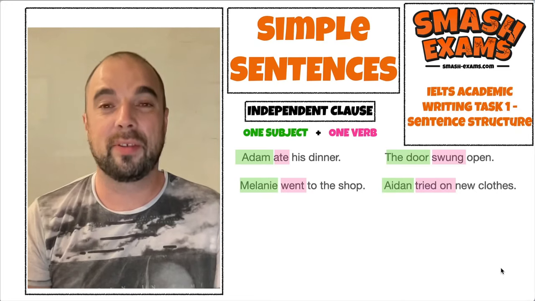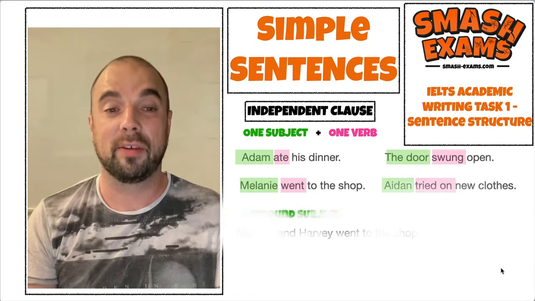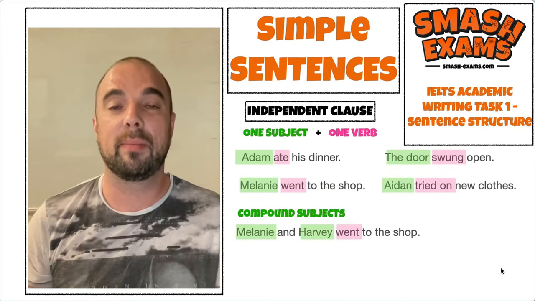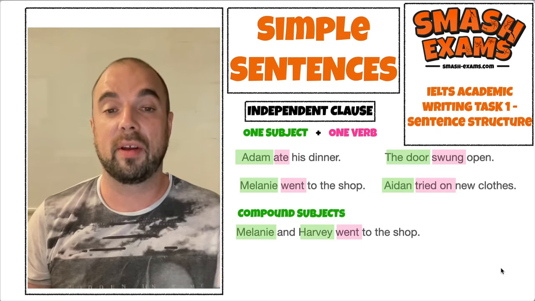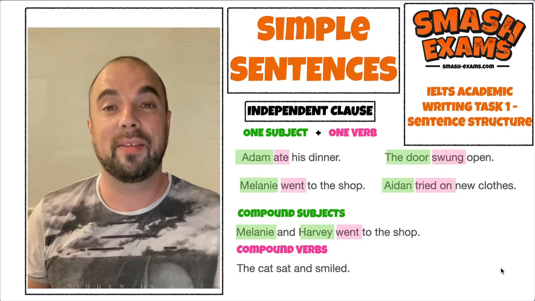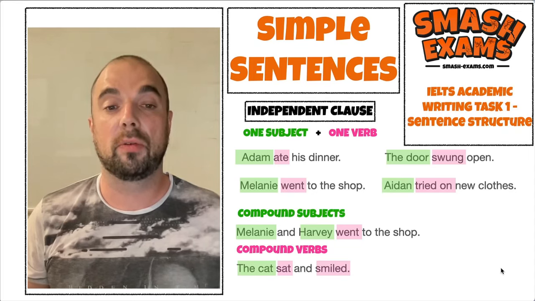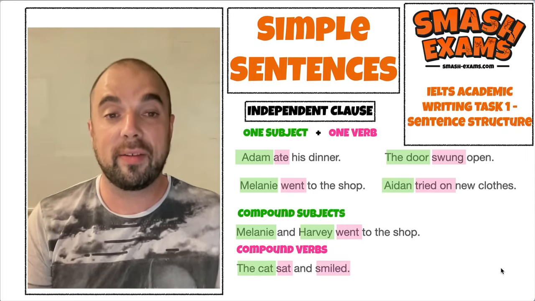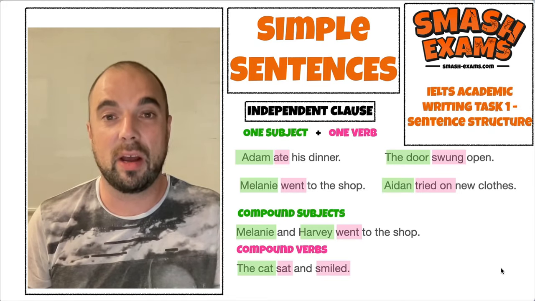Now, some simple sentences will try and confuse you by having compound subjects, such as Melanie and Harvey went to the shop. It's still a simple sentence because it has 2 subjects and a verb. Okay? You could also have compound verbs such as the cat sat and smiled. So 2 action words and 1 subject, or 2 subjects and 1 action word. So it's quite simple. This is a simple sentence and you will need it very often.